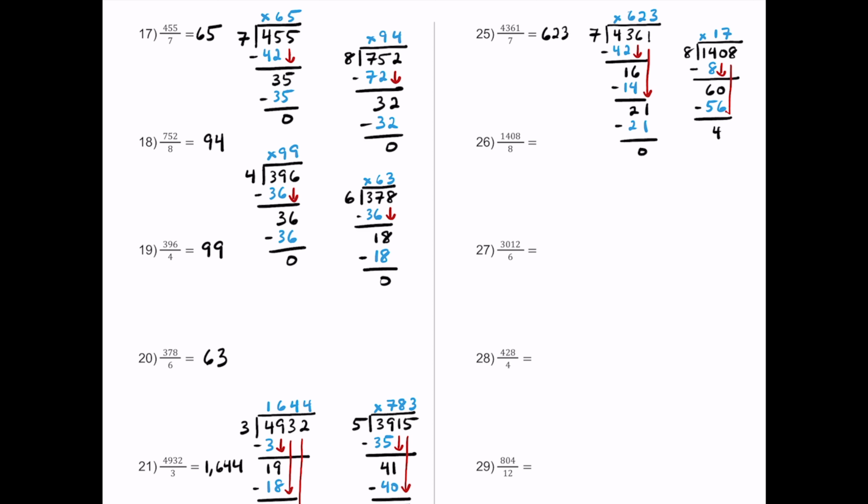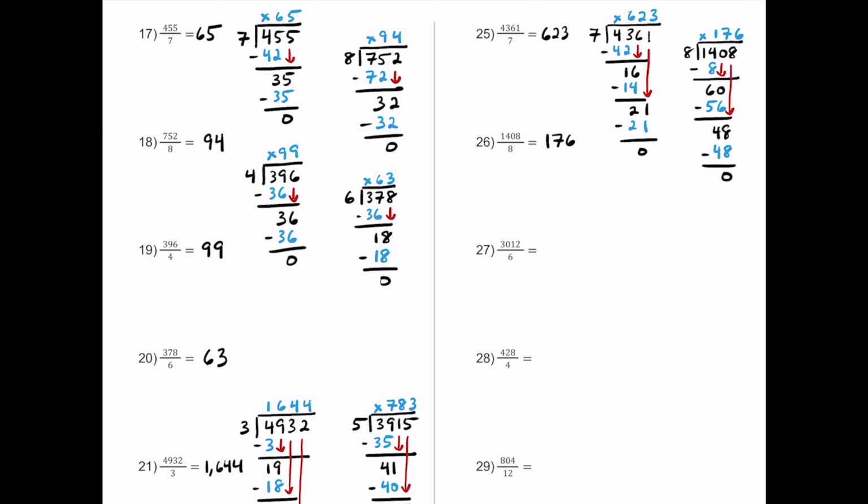Next, we're going to go ahead and bring down this 8. This 8 is going to join the 4 for 48. 8 times, it looks like 6 is going to be 48. And we are left with nothing. So it went in perfectly. So we have a quotient of 176.